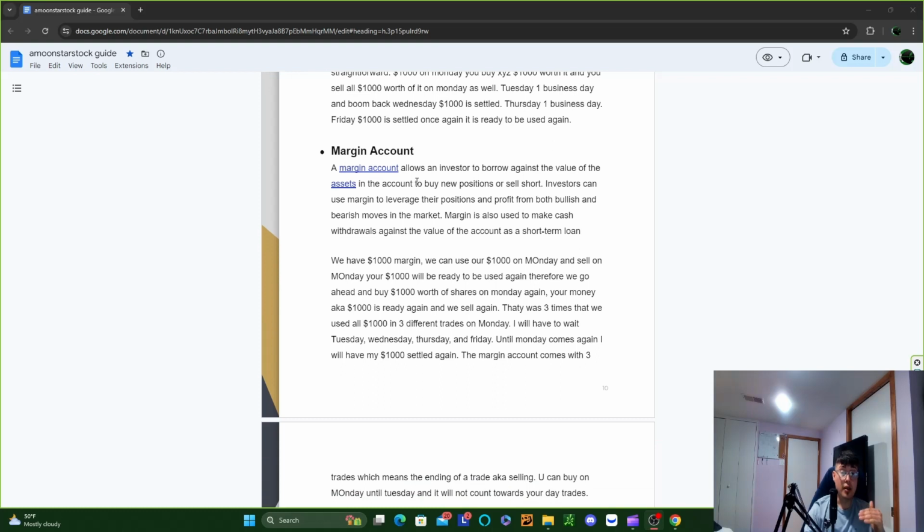Now, margin account. A margin account allows an investor to borrow against the value of assets in the account to buy new positions or sell short. Investors can use margin to leverage their position and profit from both bullish and bearish moves in the market. Margin is also used to make cash withdrawals against the value of the account as a short-term loan. This applies when you are over the PDT rule, pattern day trading, so it is over $25,000. But you don't need $25,000 to start learning and mastering the skill, so later down the line you could grow the capital and trade with a bigger capital.